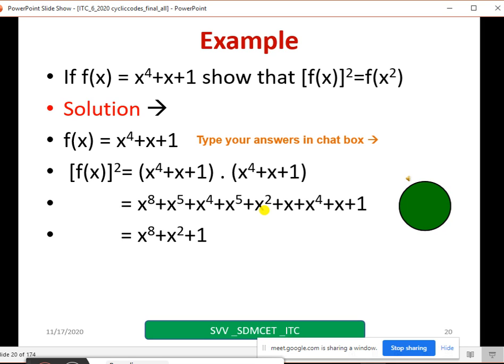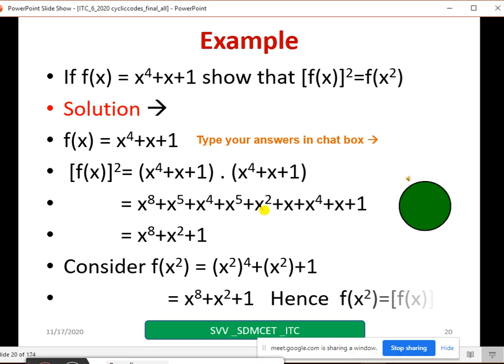Yeah. Now, f of x square, wherever x is there in the given f of x, fill x equal to x square and write the answer. Wherever x is there, fill x square and write the answer. That answer will be also equal to x raised to 8 plus x square plus 1. Hence, LHS equal to RHS, hence it is a proof. So, take a few more seconds, copy down, understand.